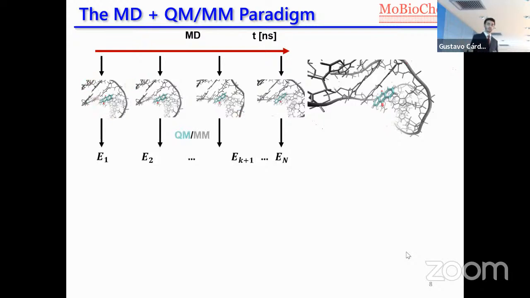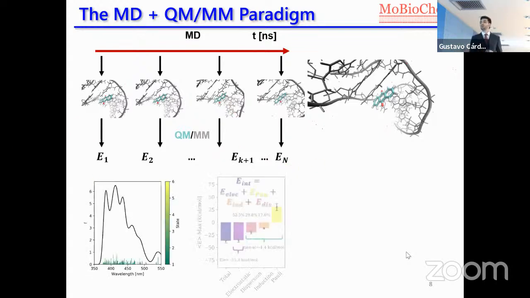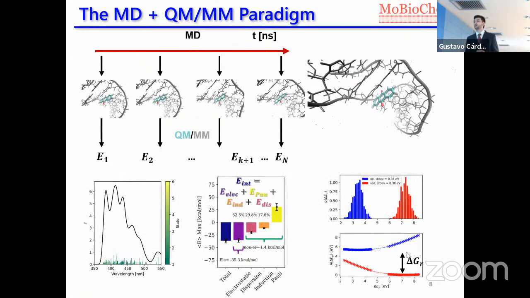What we obtain in this case is a distribution of the observable we're interested in. It could be, for example, the energy, but it could also be the electronic absorption spectra, interaction energies, or some other thermodynamical property. In this part of the talk, I'm going to focus specifically on the computation of vertical excitation energies, because I'm going to talk a little bit about the KCCF corrector feature. The reason is that in part three, we are going to consider the computation of absorption spectra within this framework.